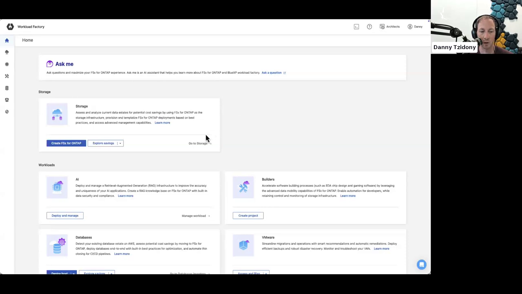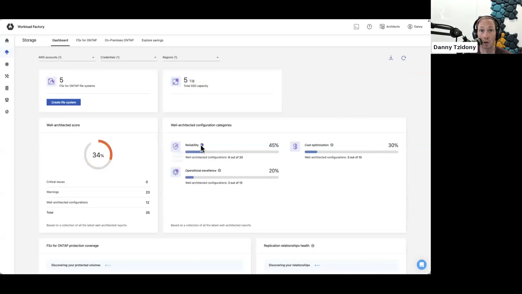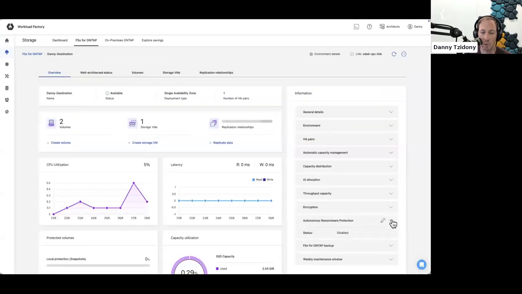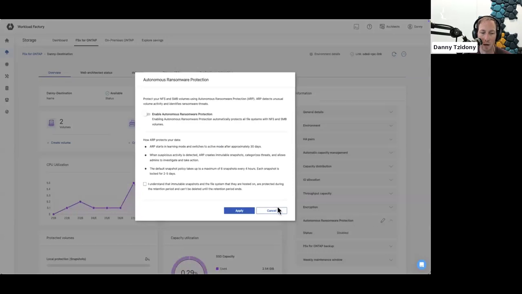So first of all, I go to my storage inventory. I'm going to find the FSx for ONTAP where I want to use ransomware protection. Click Manage and go to Autonomous Ransomware Protection, ARP. I get a warning before I enable. So first of all, let's enable. Then let's read the warning.